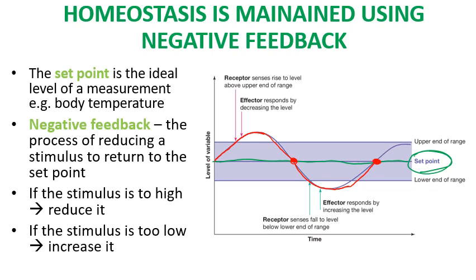So the idea of reducing the stimulus to bring it back to normal again, that's what negative feedback is. The process of reducing a stimulus to return back to the set point. As we mentioned, if the stimulus is too high, then negative feedback reduces it. If the stimulus is too low, then negative feedback increases it. So negative feedback does the opposite of the stimulus.